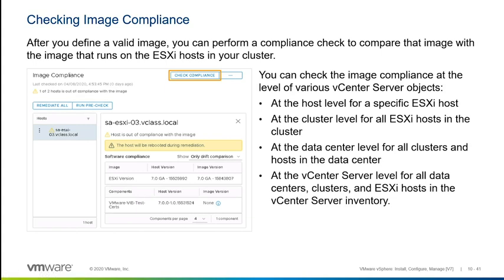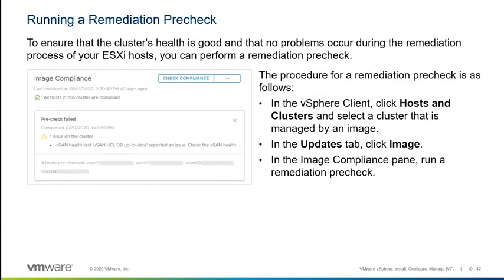And it says we're out of compliance, and I can check for compliance. It says nope. Then I'll hit the button that says remediate. Before I remediate, I might want to run a pre-check, and the pre-check will tell me whether or not this remediation will be successful. Here it says, I've got an issue in the cluster, and it's a vSAN cluster, and it says the vSAN hardware compatibility database is not up to date. So check this in vSAN, okay?